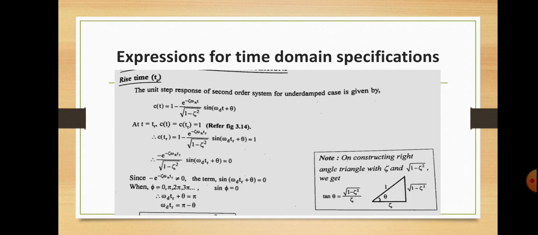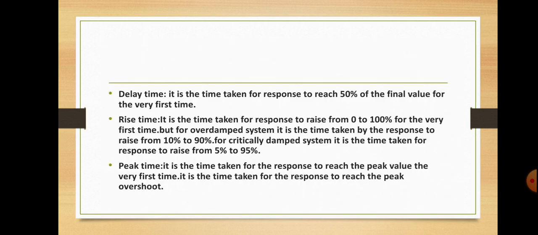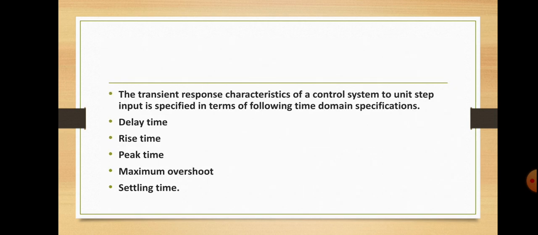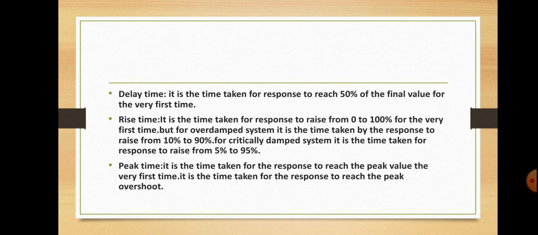These are the time domain specifications: delay time, rise time, peak time, maximum overshoot and settling time. These values are used to characterize the control system when we are giving a unit step input to that control system. And these characteristics will say about the system response.